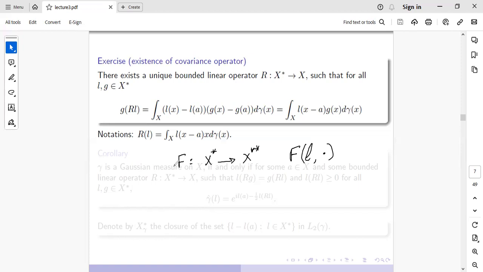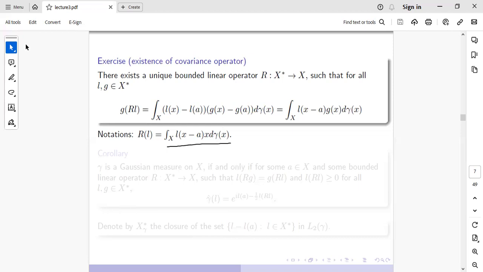Actually, the value of this mapping also belongs to X, not to the second dual. All right. And actually this value is the integral of Lx minus a x d gamma x. The existence of this integral is proved absolutely along the same lines we did it for the mean value.